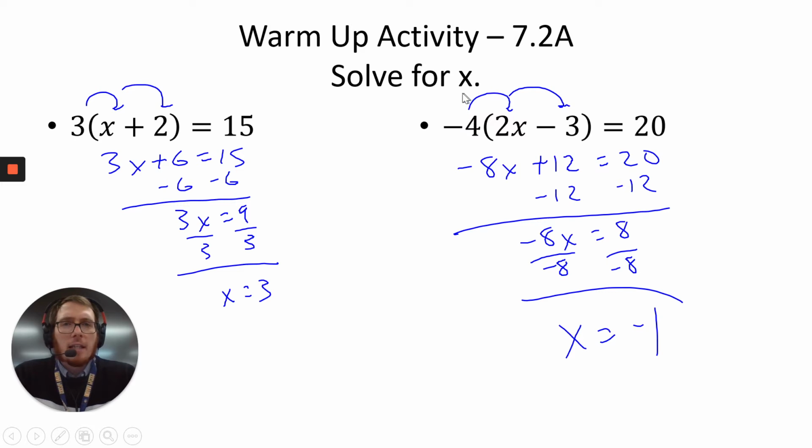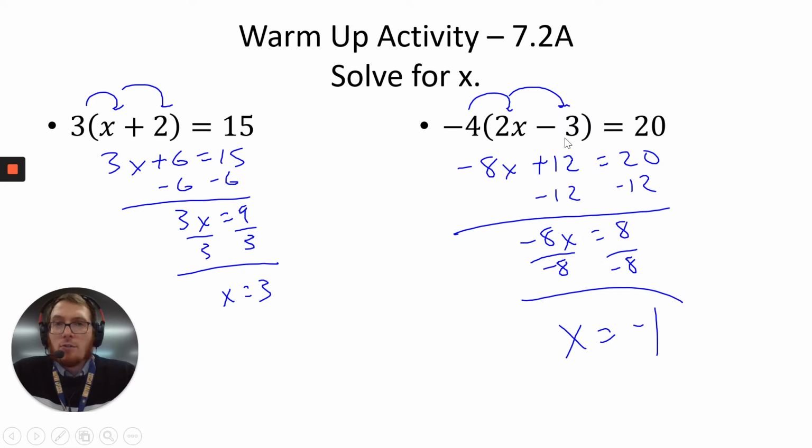For the second one, I'd like to show the distributive property here just to make sure we deal with the negative sign correctly. So negative 4 times 2x would be negative 8x, because negative 4 times 2 is negative 8. And then don't forget, this is not negative 4 times 3. It's actually negative 4 times a negative 3, especially if you do plus negative 3 and do keep, change, change. So negative 4 times a negative 3 is positive 12.